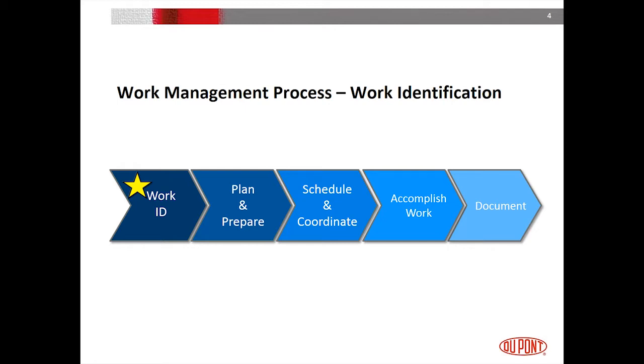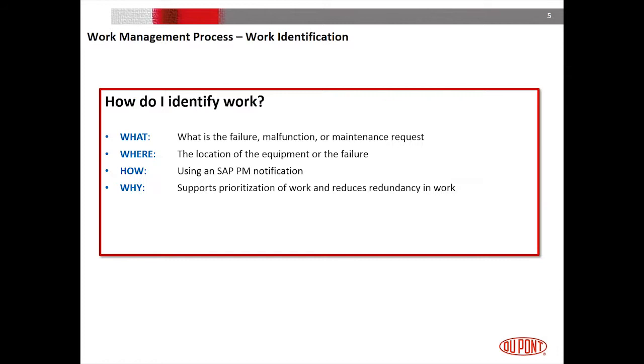Properly monitoring equipment during operation and reporting the first indication of problems results in good early work identification. So how do you identify work? First, what is the problem? What is the failure, malfunction, or maintenance request? Second is identifying the location of the equipment or failure. Third, how do you report it? This is done by using an SAP PM notification. And finally, why a notification? Because it helps prioritize the work and reduces redundancy.